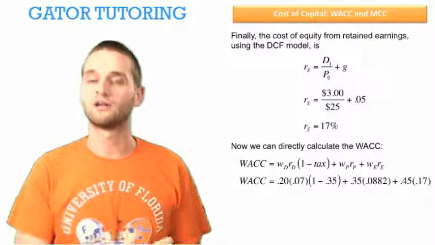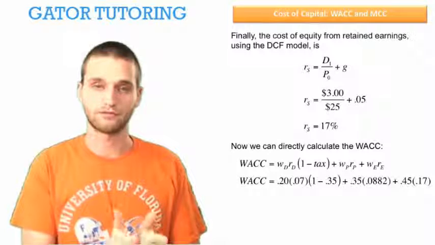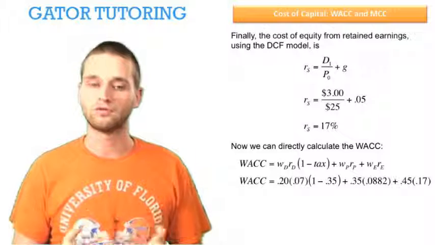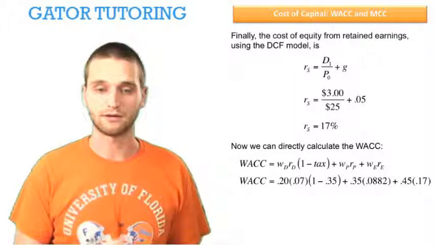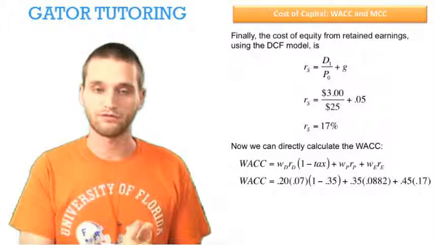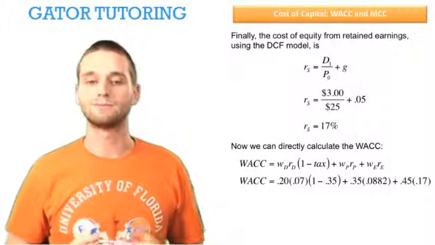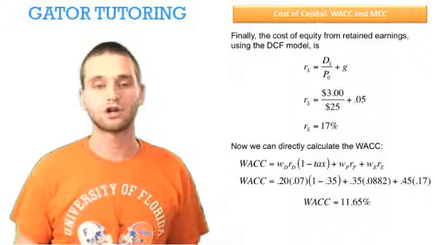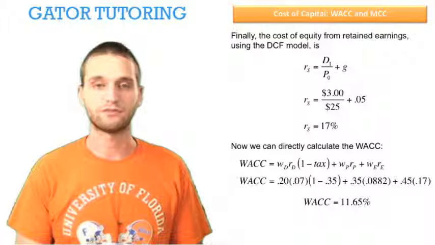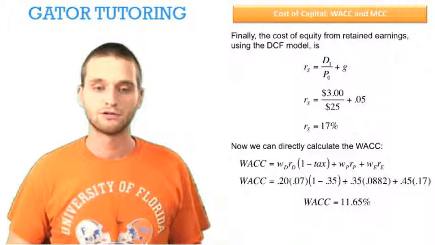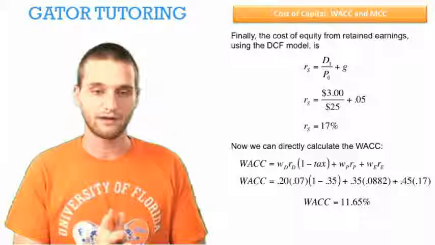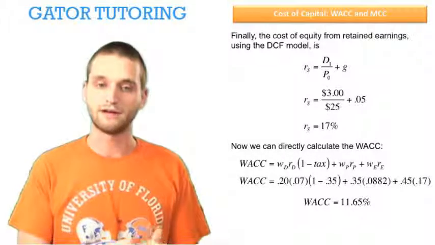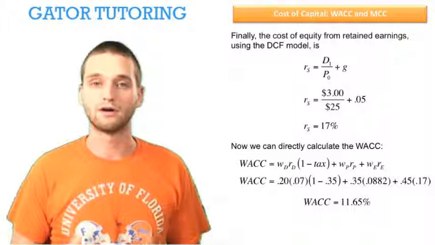The weight of preferred, we wanted 35% of our capital structure to be from preferred stock, and the return was 8.82%. And we wanted 45% of our capital structure to be from equity, retained earnings. So we plug in 0.45 for the weight on equity and multiply it by the required rate of return of 17%. We find our weighted average cost of capital is 11.65%. So this is basically, on average, for every dollar we raise using all three of these methods, the average amount that we have to pay our investors back is going to be 11.65 cents. That's basically what this value is telling us.